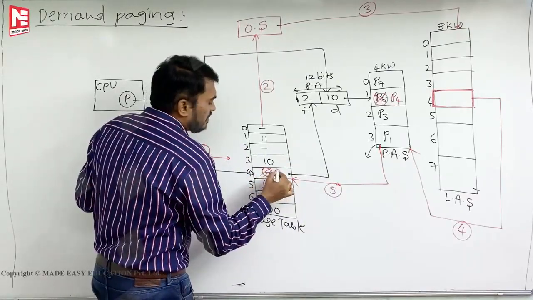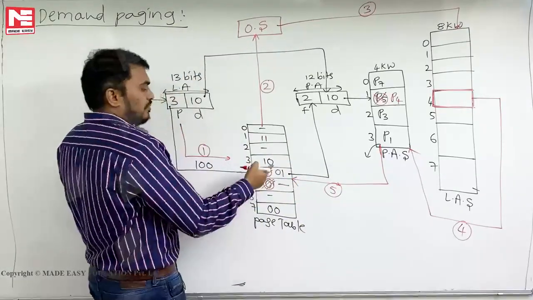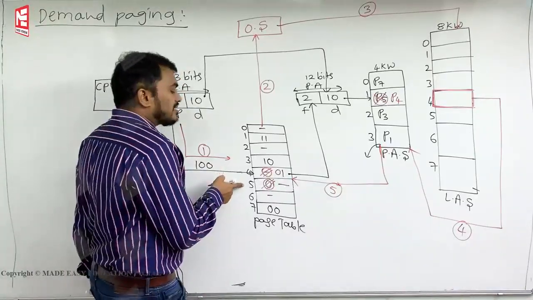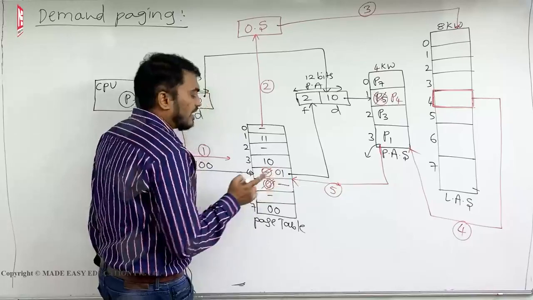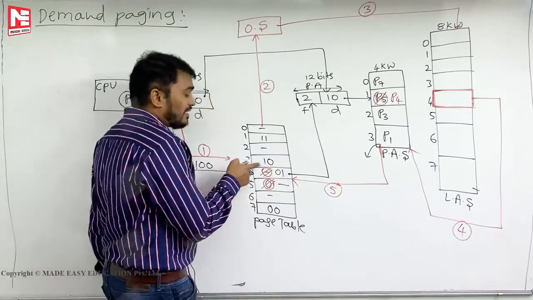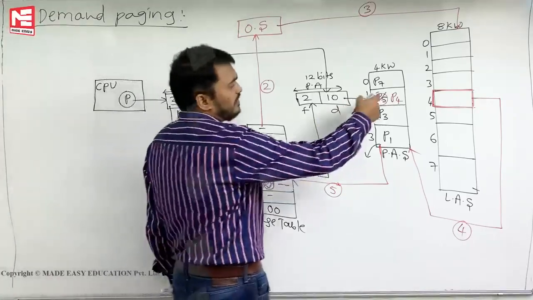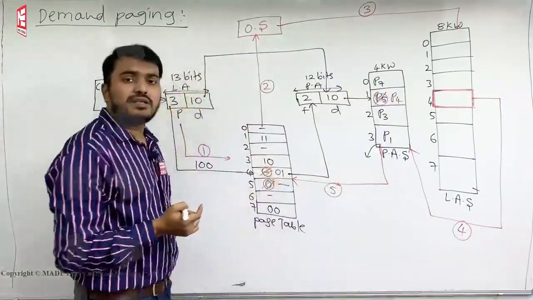Okay, frame number 1, that is 01. Please update this. Change it properly. Page number 5 was there before, now it is not, so blank it. Page number 4 was not there before, now it is, so which frame is it in now? That is frame number 1, so frame number 1, 01. So update with the frame number, that is 01.